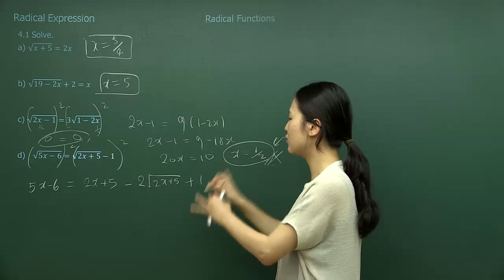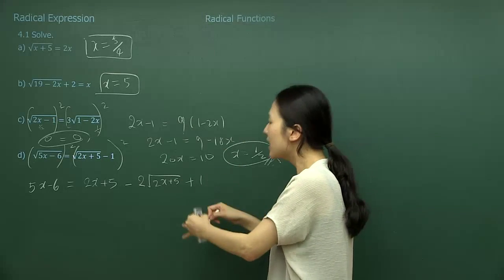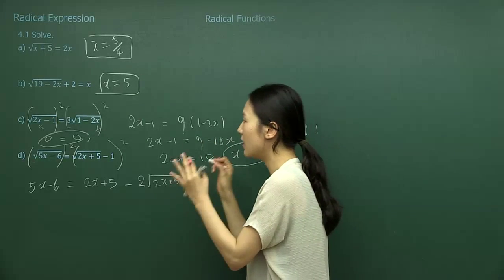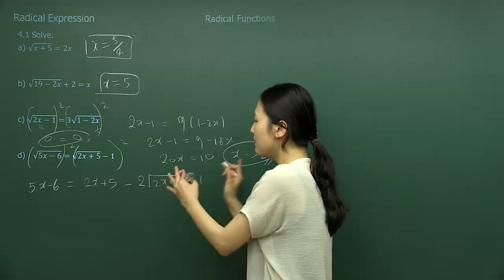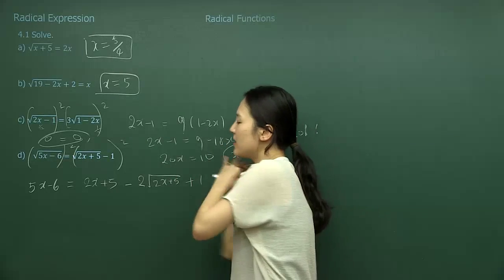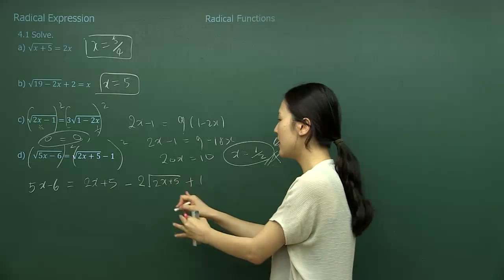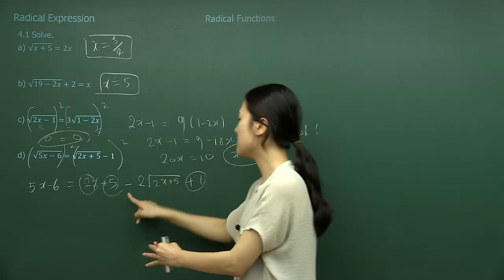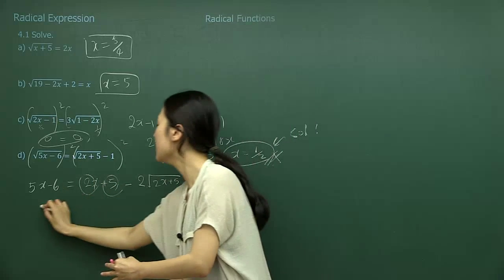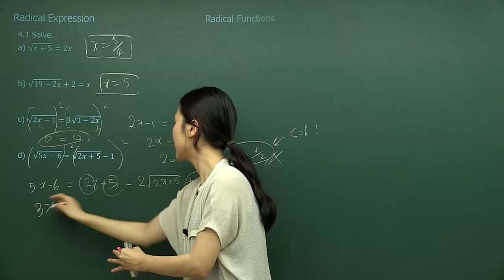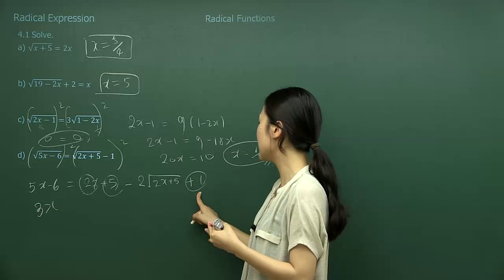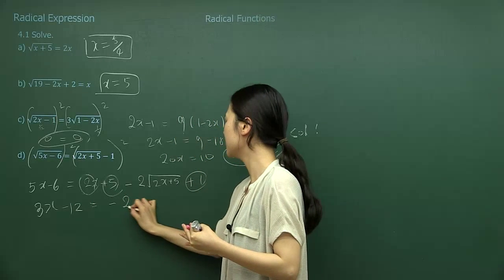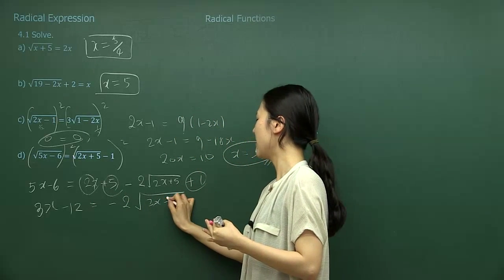Okay, so let's try to make things a little bit more clear. Remember what I said before? If you have a radical on one side only, keep that radical and push everything else to the other side, right? So technically, if you just get rid of this and this and this, and just keep this, you'll be getting 3x, subtract, excuse me, and 6 is subtracted, hence minus 12. And that equals negative 2 times the square root of 2x plus 5.